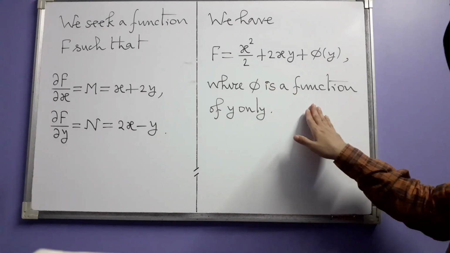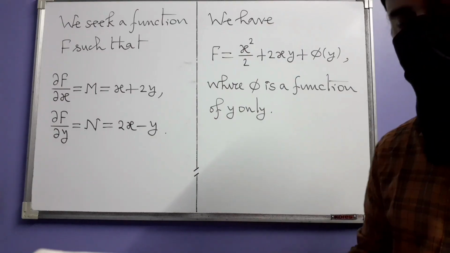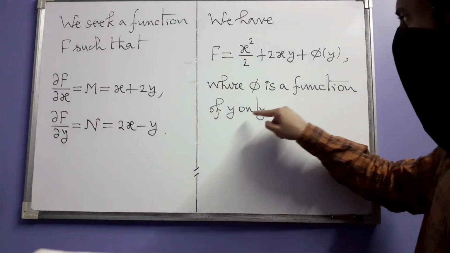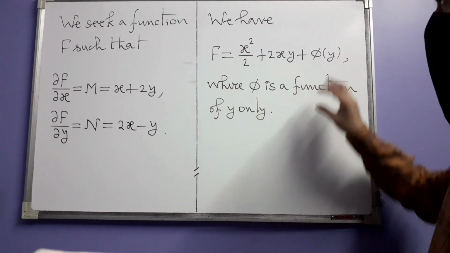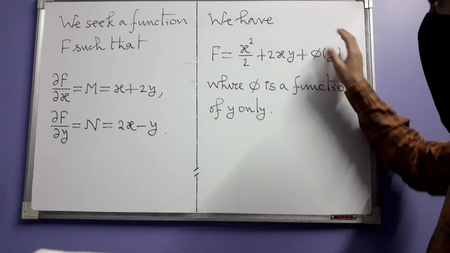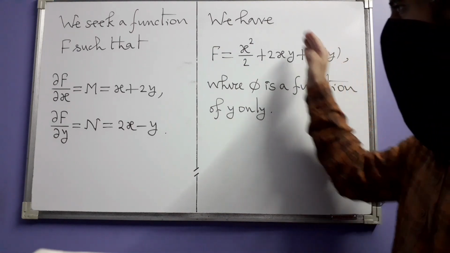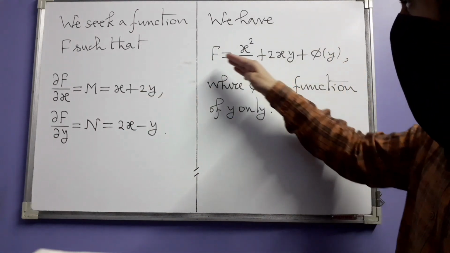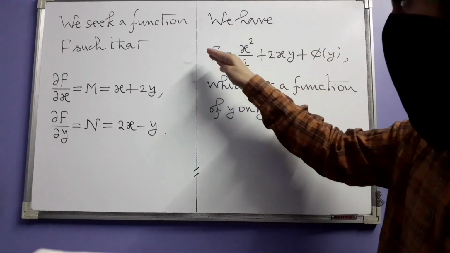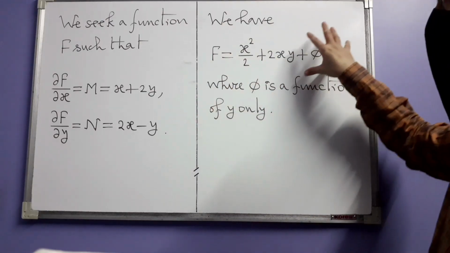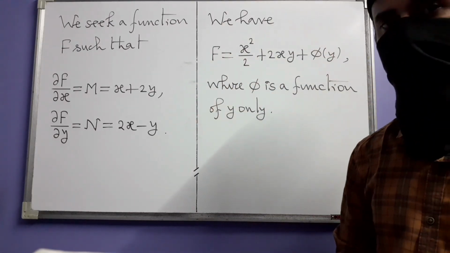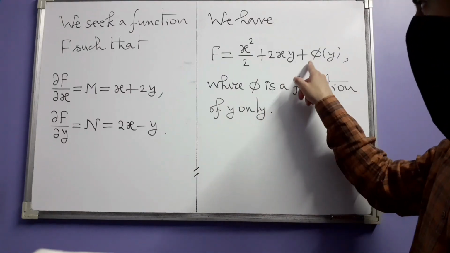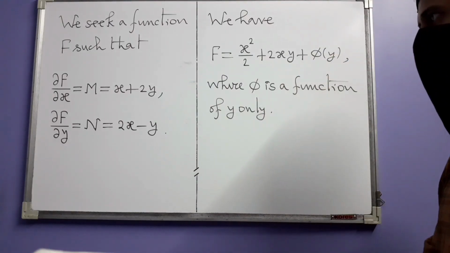I should have written arbitrary, but you understand, you write these things. Phi is an arbitrary function of y only. Why do we need this part? That is because now if you go back by differentiating both sides partially with respect to x, this will vanish. That is why this can be any function of y.